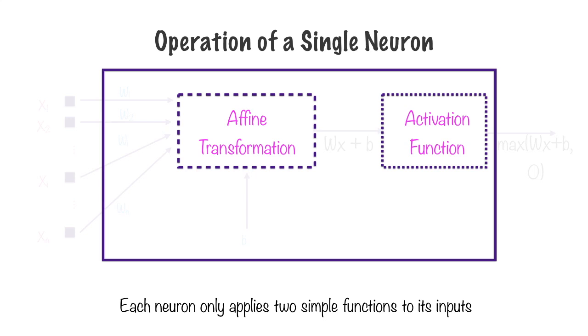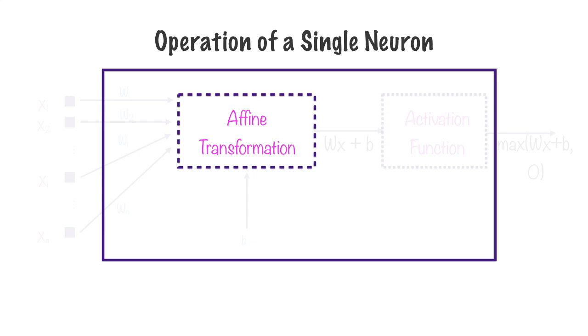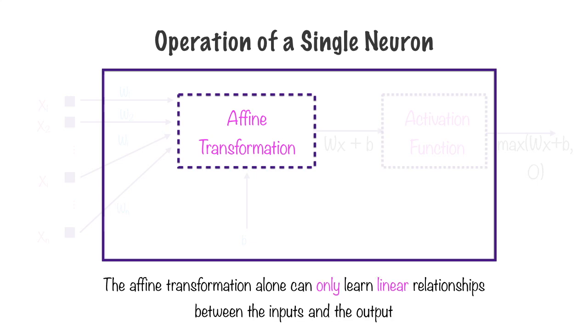This affine transformation and this activation function is all the math that is applied to the input of a single neuron. And each of these functions by itself is very, very simple, as we'll see in just a little bit. We'll start off by understanding the affine transformation because we've studied this before when we studied the linear neuron. The affine transformation can learn only linear relationships between the input and the output. The affine transformation alone is enough to learn linear regression because the only relationship it represents is a linear one.